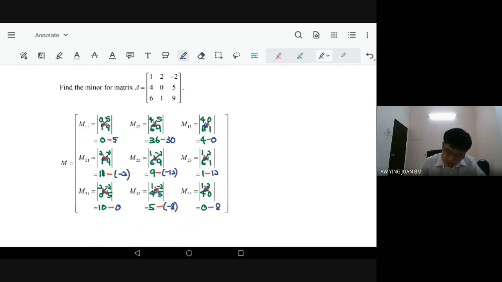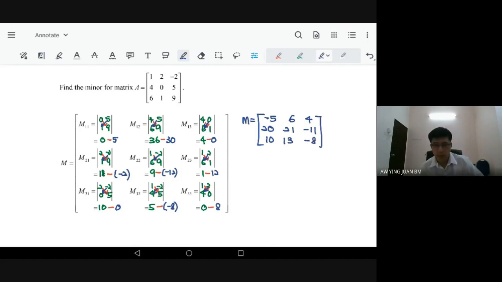So after that, simplify the situation. We write down the minor. So we have -5, then we have 6, 4, and then we have 20. Okay, and then followed by 21, -11, we have 10, and then 5 plus the 8, we have 13, and then -8. So kindly double check the situation. Okay, so here we have the minor. So kindly find another example and then try on it, then double check the answer.